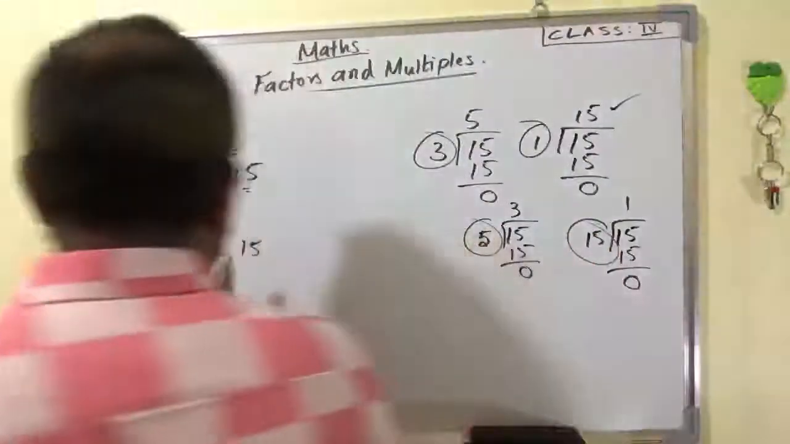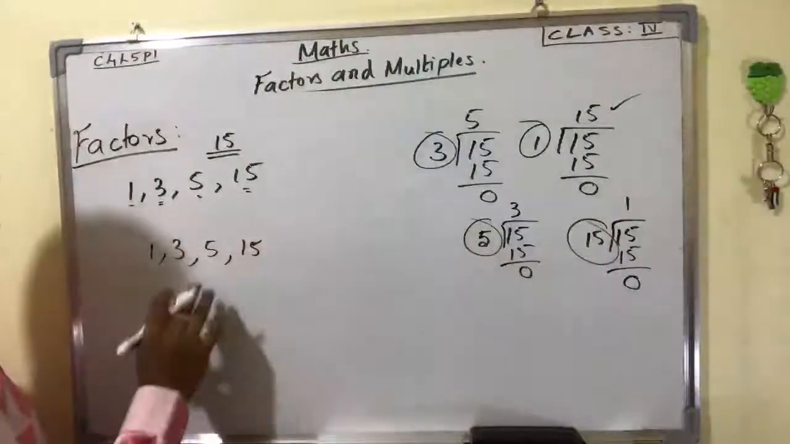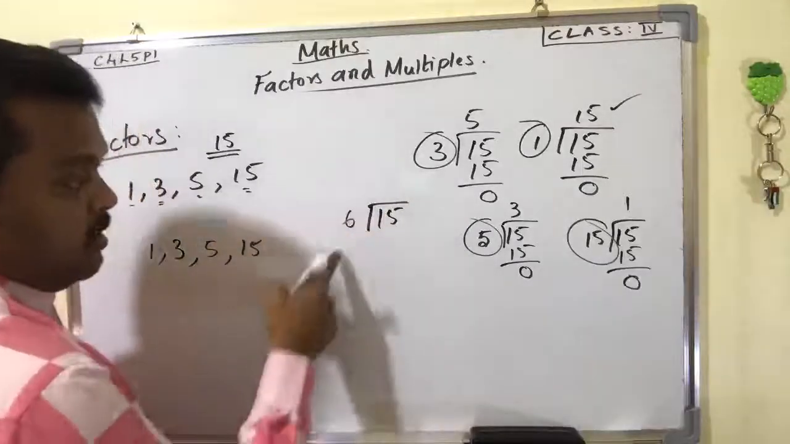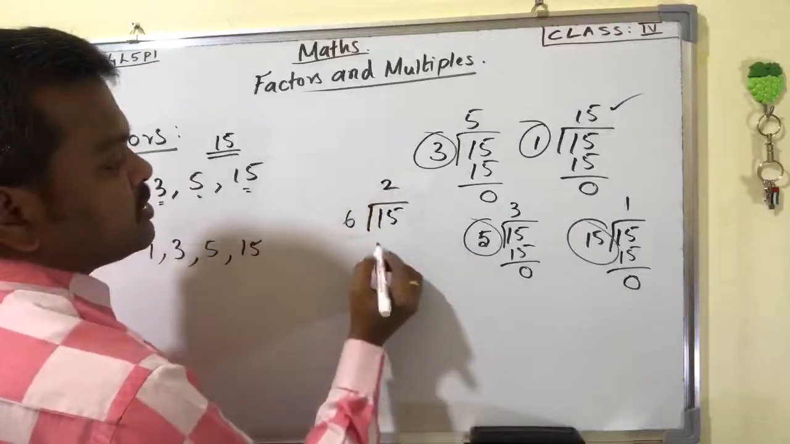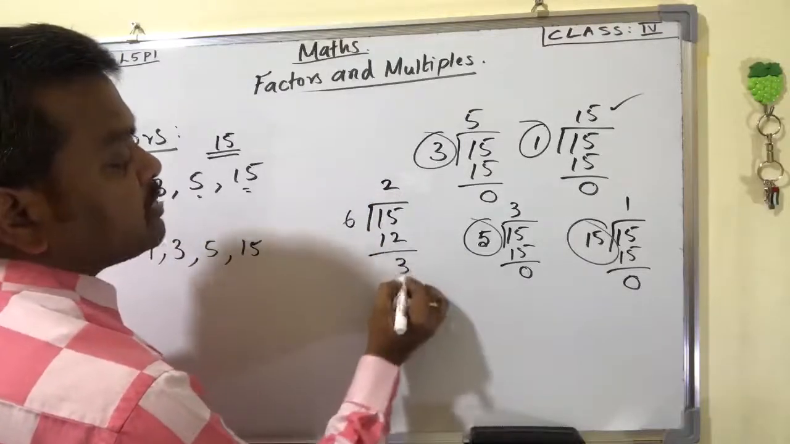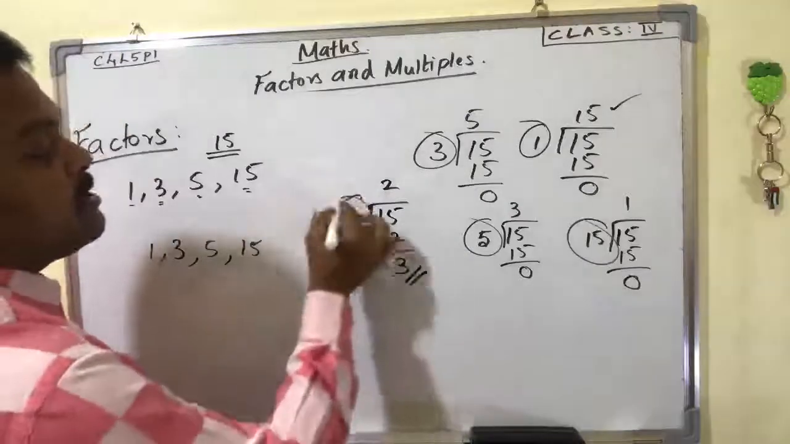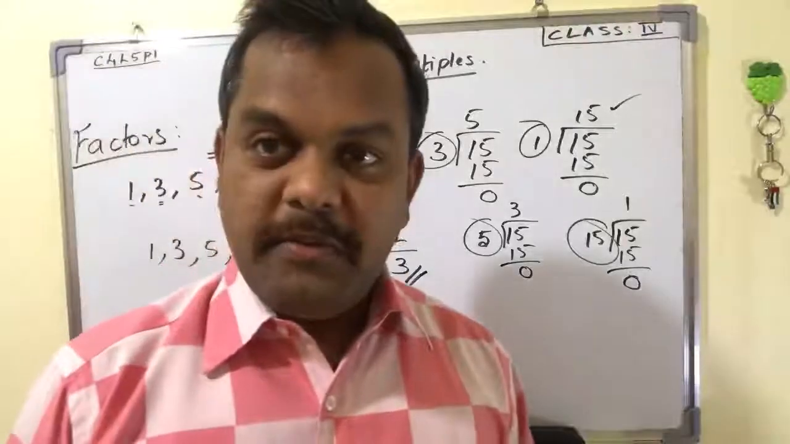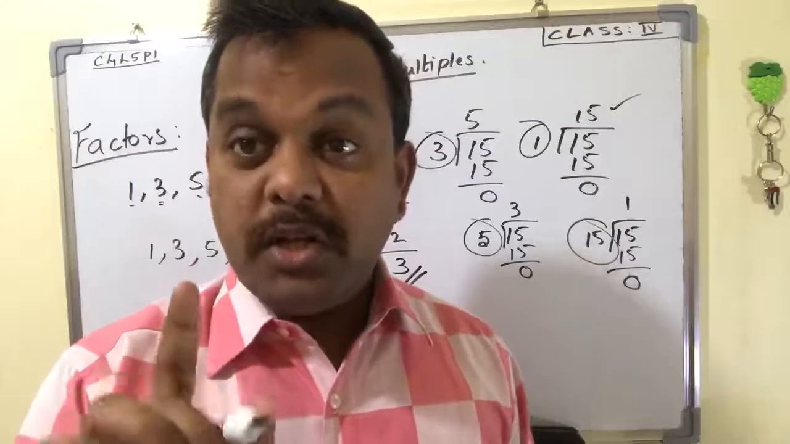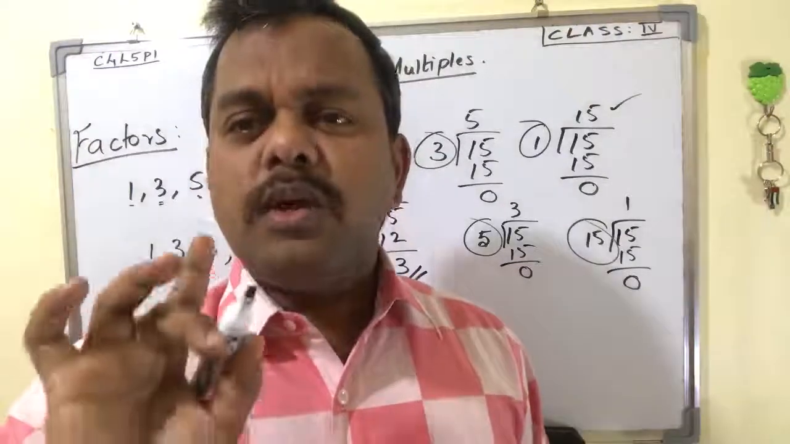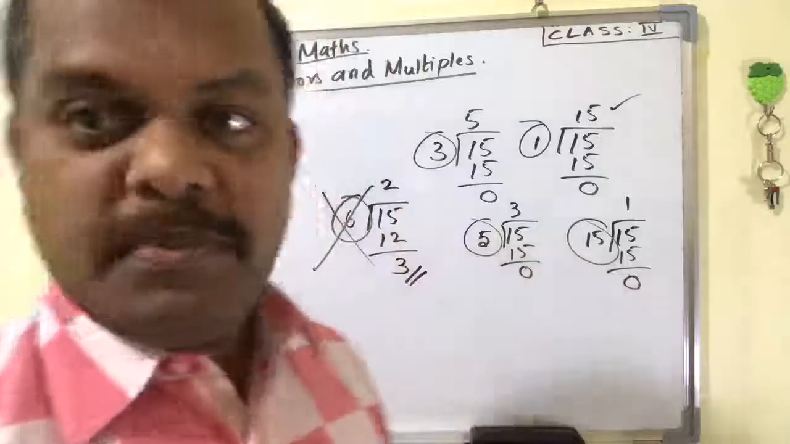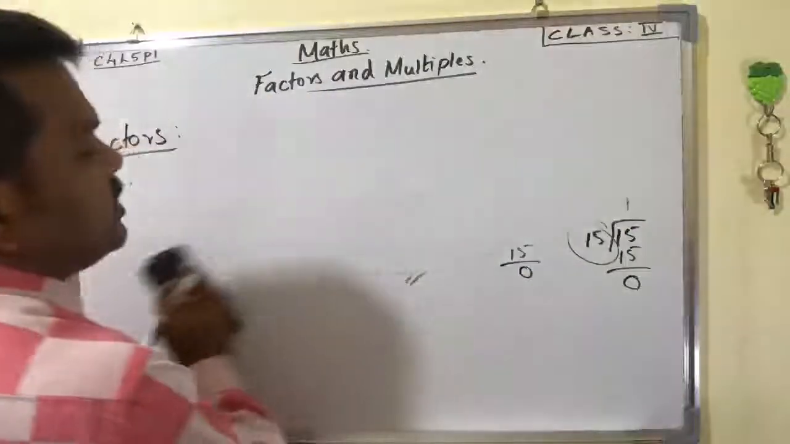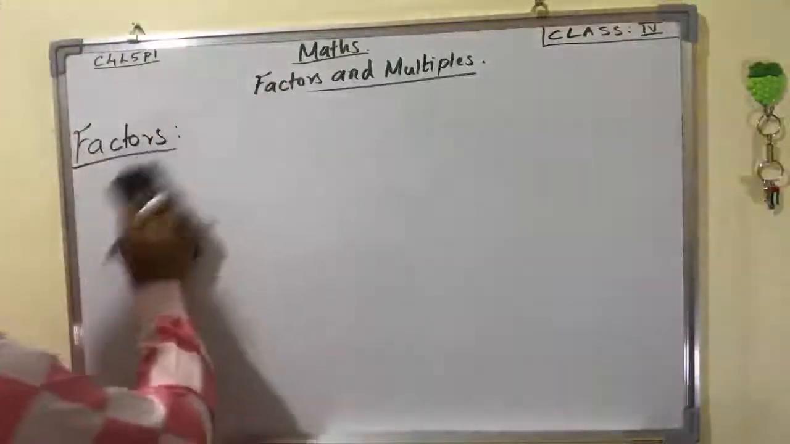Okay. Look, one more number I am going to take. 15 by 6. 1 6 is 6. 2 6 are 12. Balance 3, it is showing a balance. So 6 is not a factor of 15. So factor means it should divide the number without leaving any remainder. Understood? Next, now I am going to explain the relationship between factors and multiples.